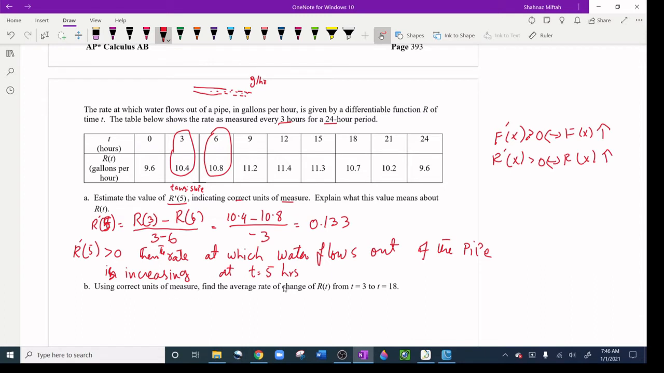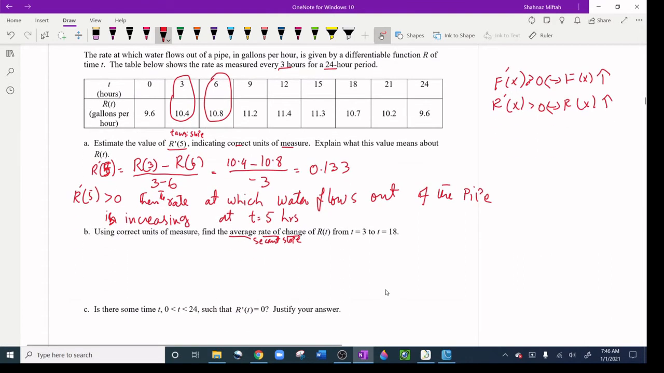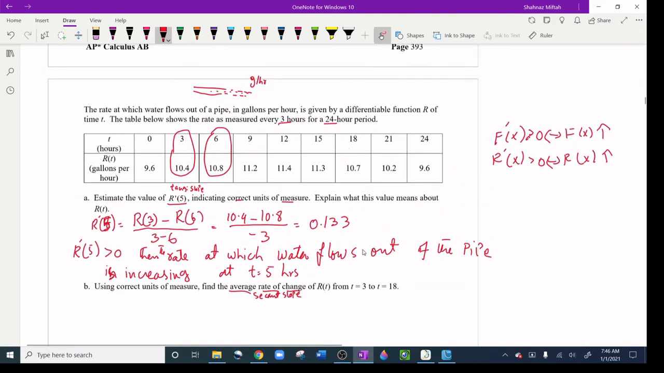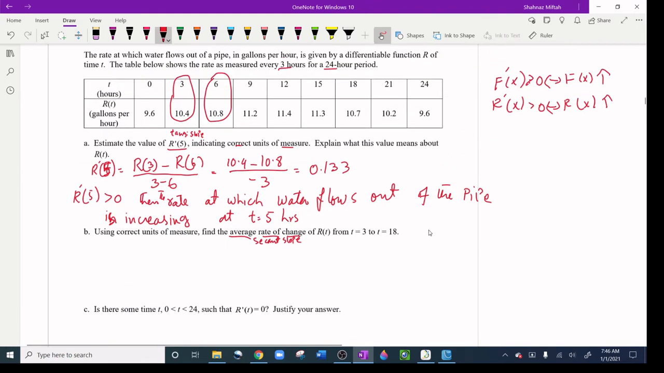Using correct units of measure, find the average rate of change. Now, average rate of change means it has to be a secant slope. You guys understand that. It has to be a secant slope from 3 to 18. So I'm going to exactly use the 3 and 18 ordered pair. Let's erase that one because we are done with that question. So I'm going to exactly use 3 and 18 and correct units of measure. And again, average means a secant. When you use the word average with the rate of change, it's a secant slope.